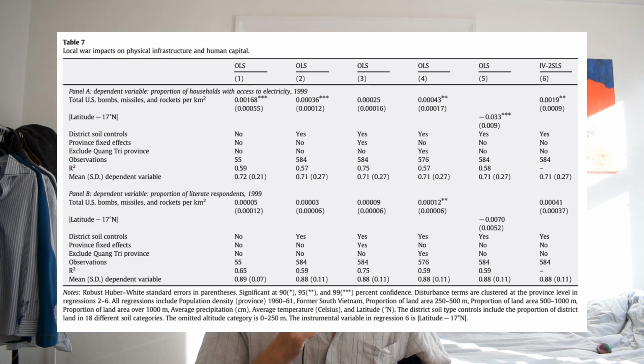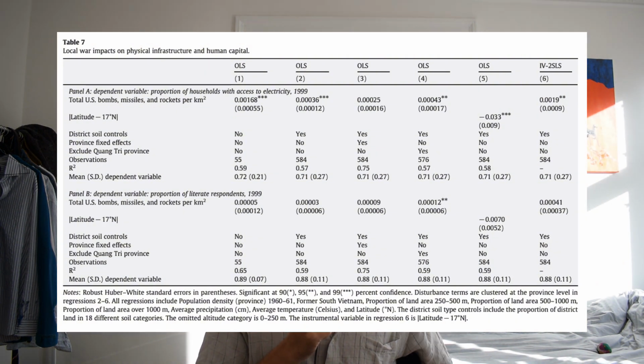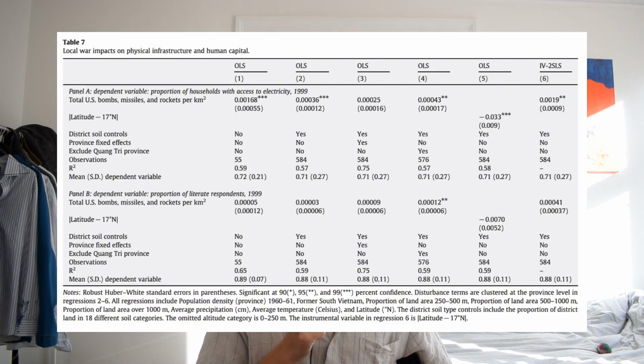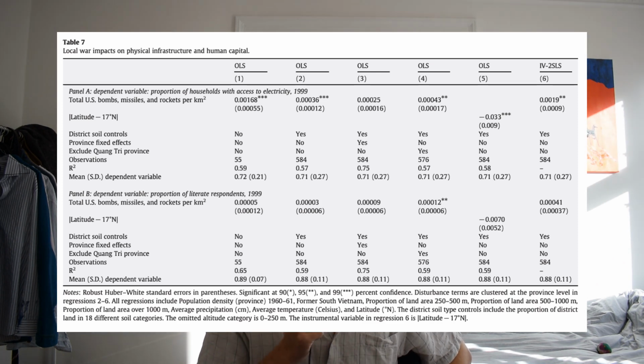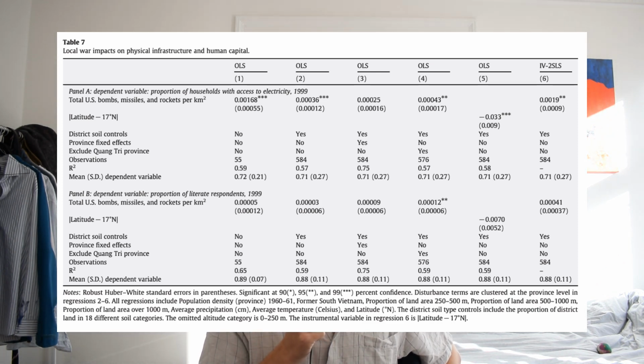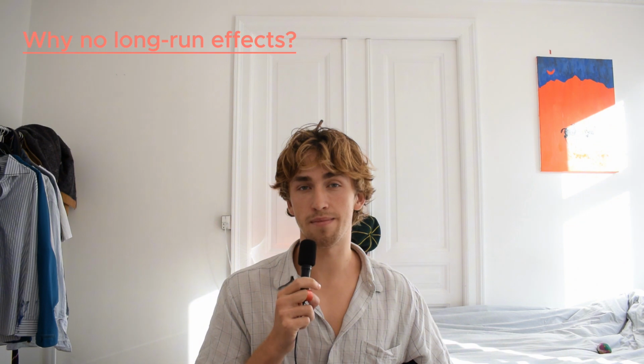But now let's quickly jump on to the impacts on physical infrastructure and human capital in table 7. This shows that there are also no effects on the physical and human capital of Vietnam based on the amount of bombing, which is really surprising, but it leads us to why we didn't find results in the first place.